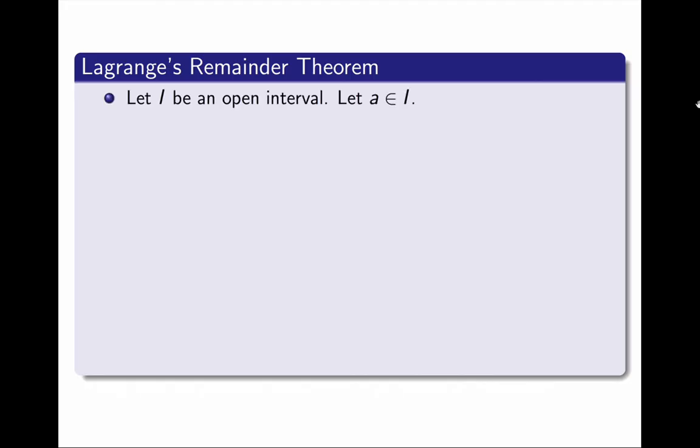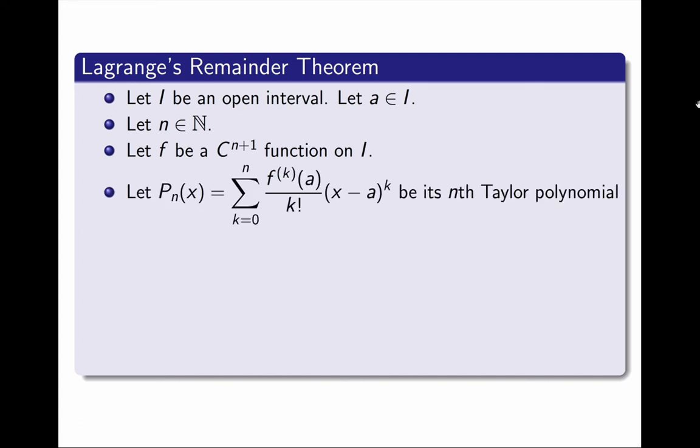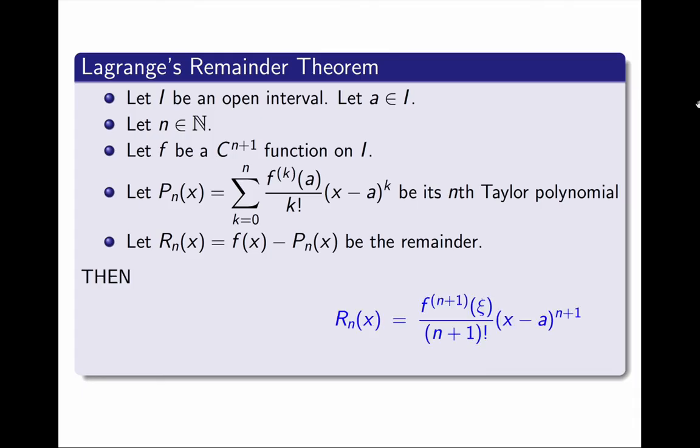Let I be an open interval, let a be a point in I, let n be a natural number, and let f be a C^(n+1) function. Notice that we only need f to be C^n in order to write the nth Taylor polynomial, but we need f to be C^(n+1) in order to get this formula for the nth remainder. Here's the formula for the nth Taylor polynomial that you know, and the nth remainder is defined as the difference between the function and the polynomial. Then, under these assumptions, we get this new equation.